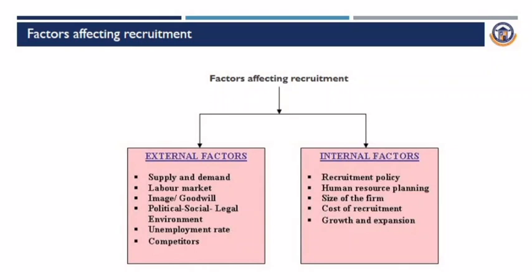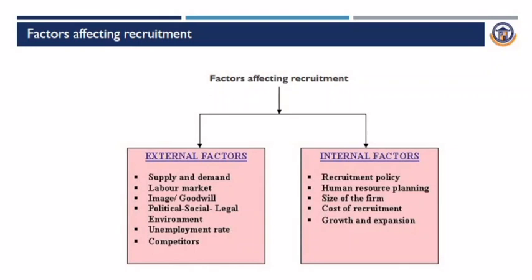Next is image or goodwill. Image of the employer can work as a potential constraint for recruitment. Next is political, social and legal environment. Various government regulations prohibiting discrimination in hiring and employment have a direct impact on recruitment practices.